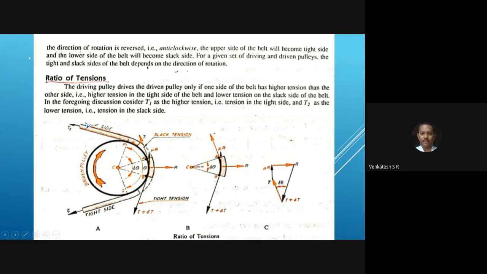Write down here belt, this is the tight side, and this is the slack side. Mention this is T1 and this is T2. The arrow mark in the upward direction is the slack tension. The arrow mark in the downward direction is the tight tension. This is T and this is T plus delta T.